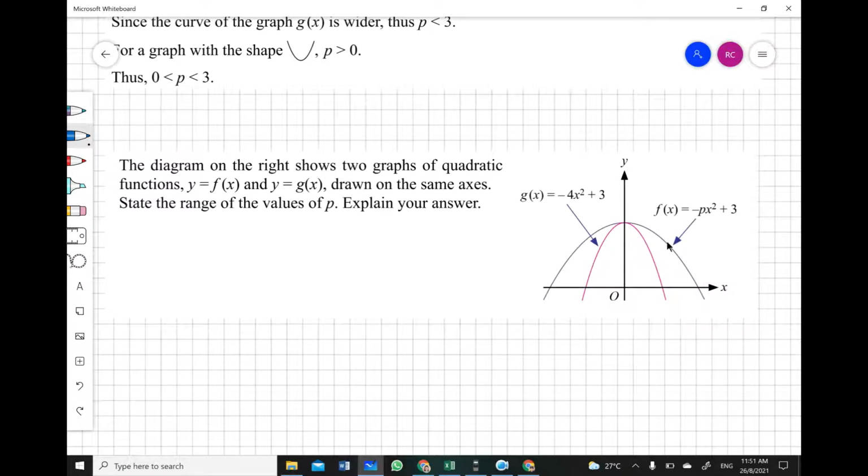Can you tell me what is the range of the value of p? Any idea? If you refer to this value over here, you see this one is wider, isn't it? So p is less than, you just need to refer to the p only. p is less than 4, correct. And then it is greater than 0. You just ignore the negative sign over there because you refer to the p right away. Okay, the negative sign just indicates that this graph is a sad face graph. Okay?